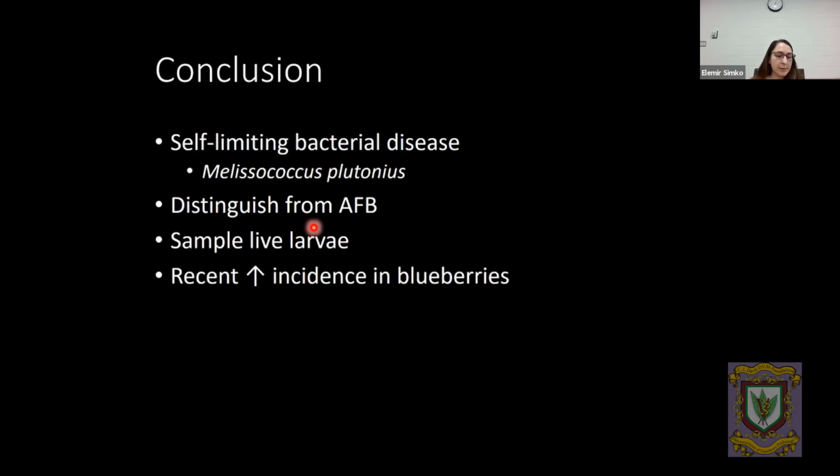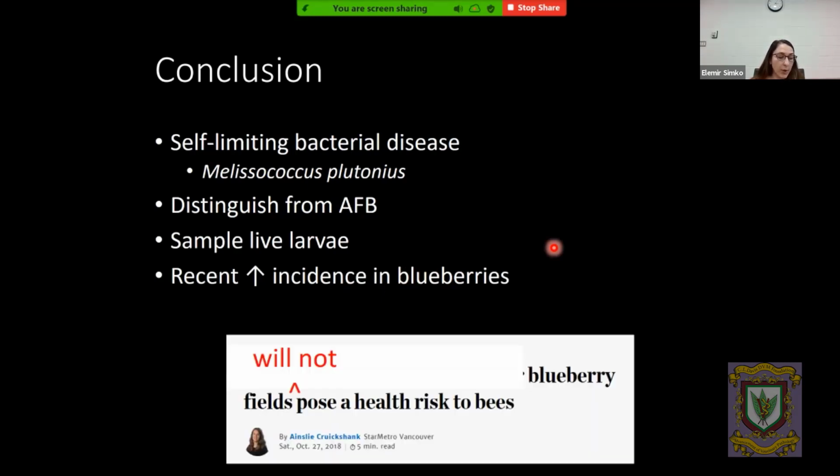More recently, there's been an increased incidence of European foulbrood disease associated with blueberry pollinating colonies, which has been the main focus of our research. Our intended goal is to identify and mitigate the risk factors associated with blueberry pollination, so it no longer poses a health risk to this important pollinator. So hopefully one day we can confidently say that blueberry pollination no longer poses a health risk to honeybee colonies.